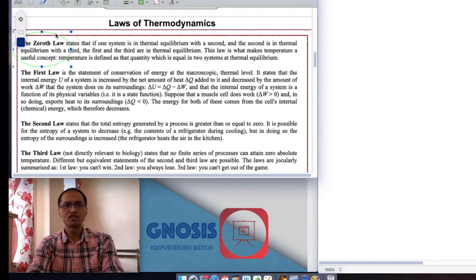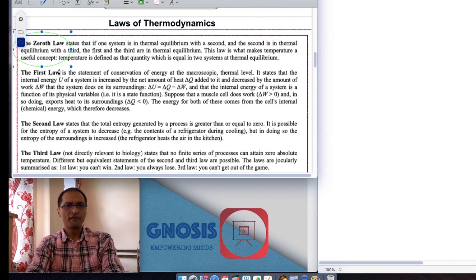So we have a condition where if one system is in thermal equilibrium with a second system, and the second system is in thermal equilibrium with the third, and the third is in equilibrium with the fourth, and so on, then the first thermodynamic system will be in thermal equilibrium with the last thermodynamic system in question. And it is this law that allows us to define the concept of temperature.